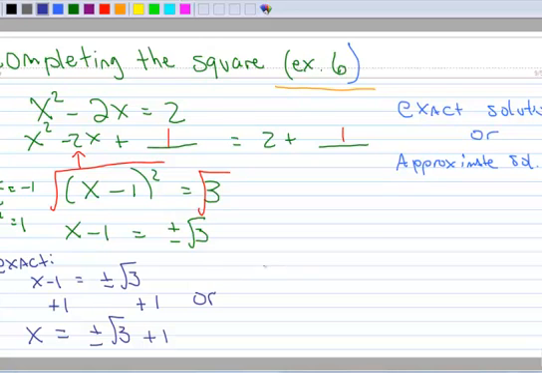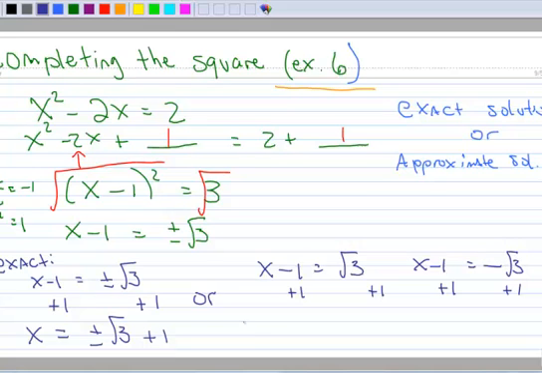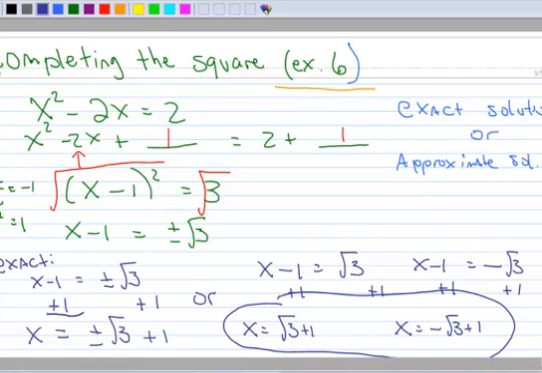I could, if I wanted to, it's up to you, break that apart and say x minus 1 equals positive square root of 3 and x minus 1 equals negative square root of 3. And in each case I'm going to add 1 to both sides. So this one I would express as x equals the square root of 3 plus 1. This one I would express as x equals negative the square root of 3 plus 1. So this would be your solution, or it's perfectly acceptable to express it like that. And this is an exact solution. So now let's do the approximate solution.